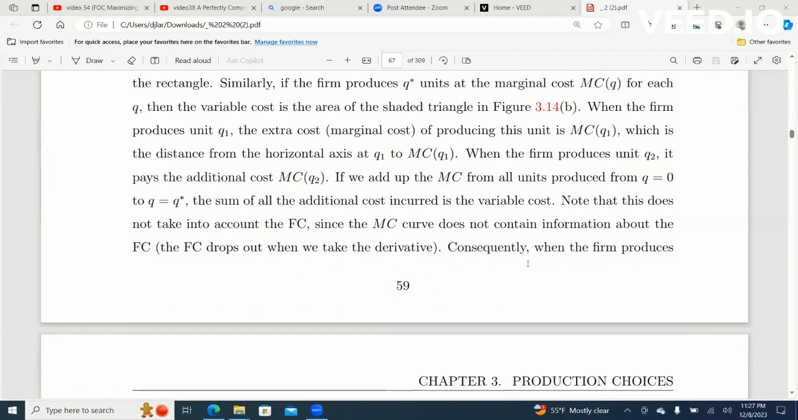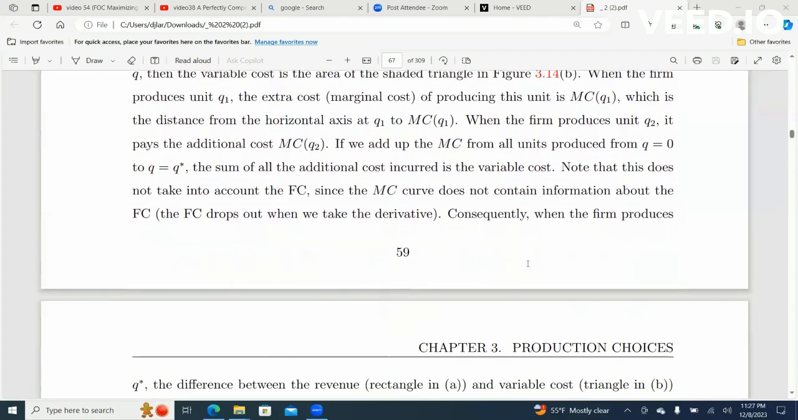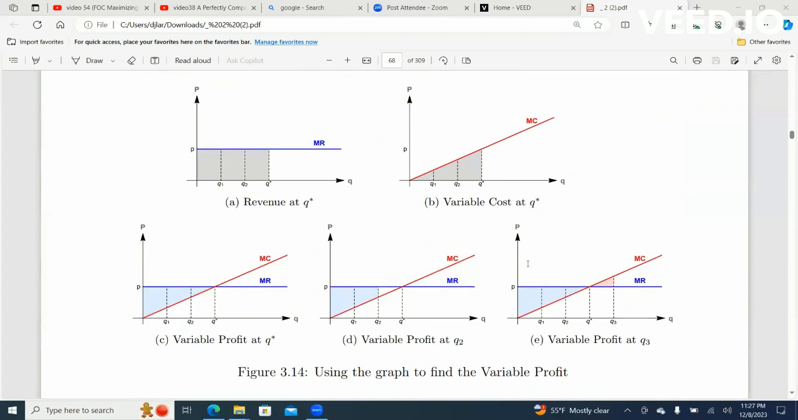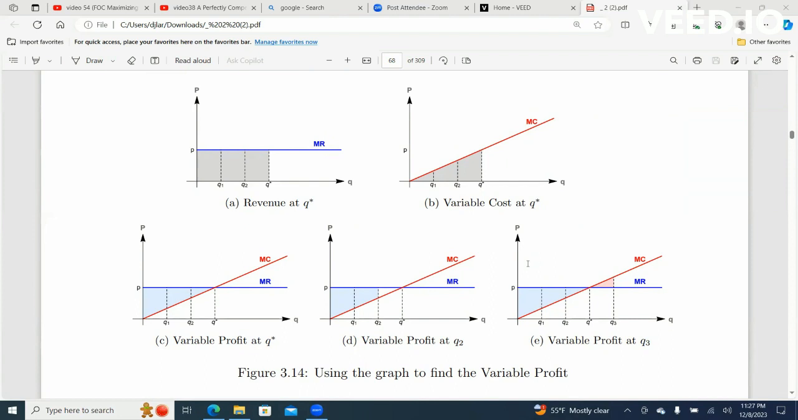Similarly, if the firm produces Q units at the marginal cost MC for each Q, then the variable cost is the area of the shaded triangle in 3.14b. So that's what I thought was coming up next. That's the variable cost of Q star. Yes, it's going to be the area under the marginal cost.